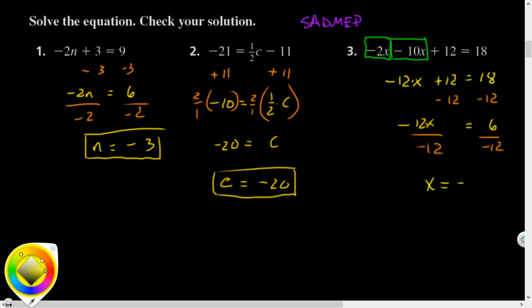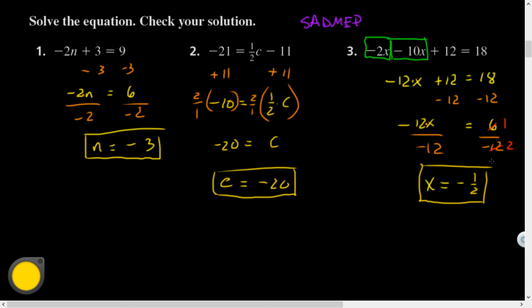And now 6 over 12. I don't know if you guys remember how to reduce fractions. 6 and 12. What's a number that goes into both 6 and 12? 6, yeah, 6 goes into 6 once and into 12 how many times? Twice. So I can reduce that fraction to 1/2. If the fraction part scares you, just search Khan Academy for simplifying fractions, and that'll help you out.